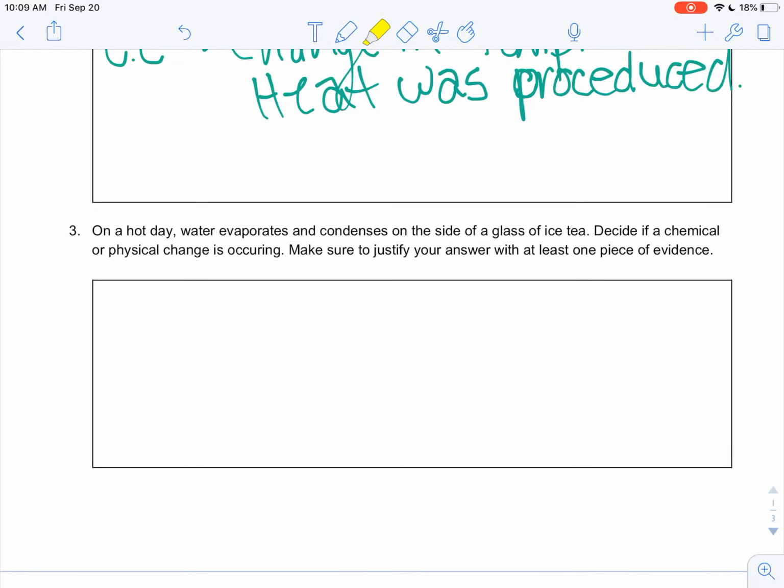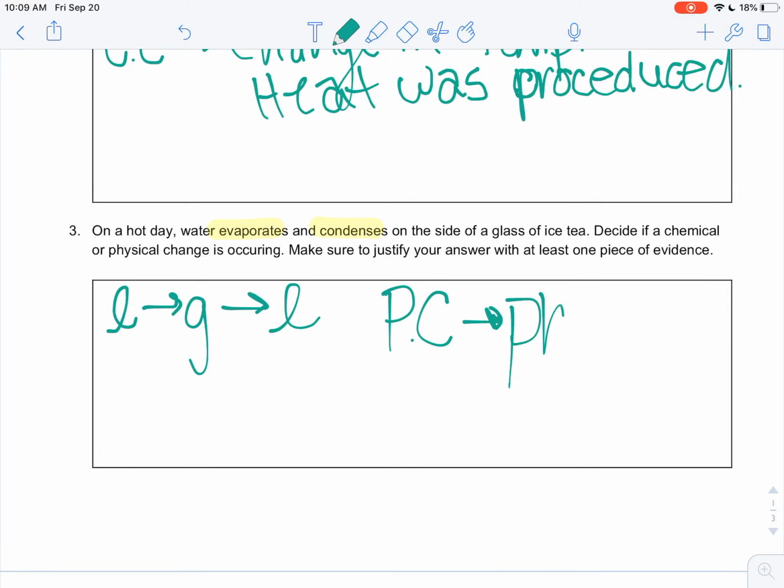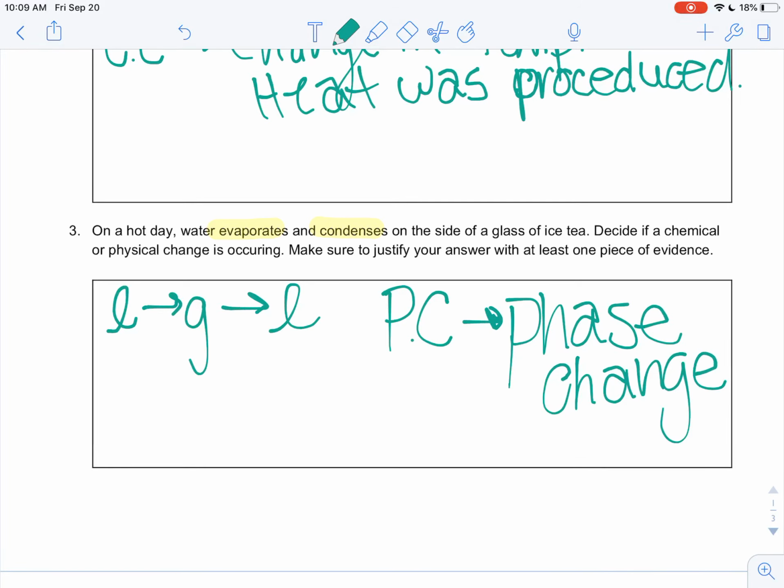Number 3 says water evaporates and condenses on the side of a glass of iced tea. Decide if it's a chemical change. When it evaporates, it means it's going from a liquid to a gas. When it condenses, it's going from a gas back to a liquid. So this one is a physical change. I was looking for something like it's still water, even though it's in gas, it's back to liquid. But really all you needed to write is that it was just a phase change. It's still water, it just goes from a liquid to a gas back to a liquid.